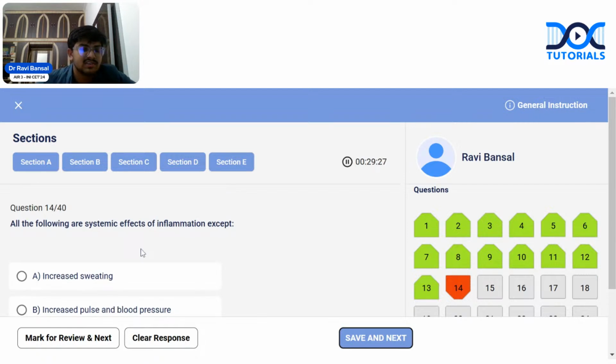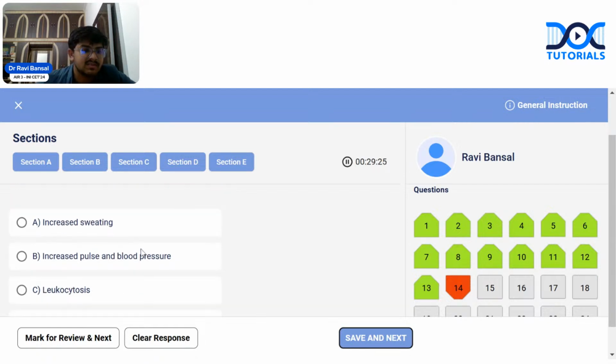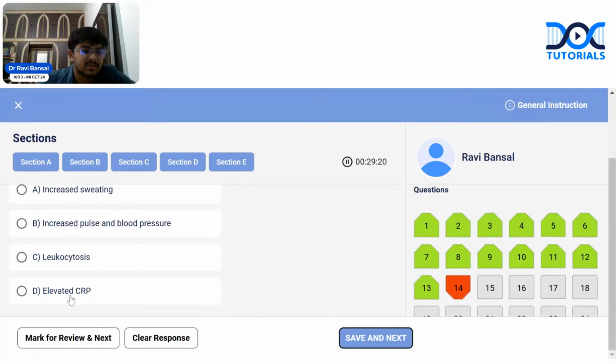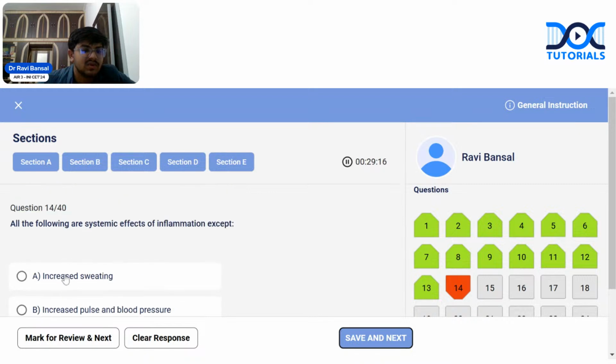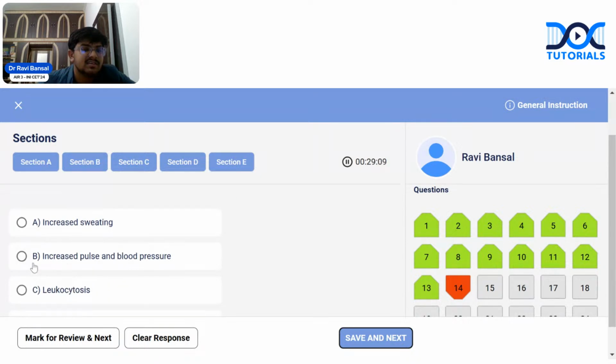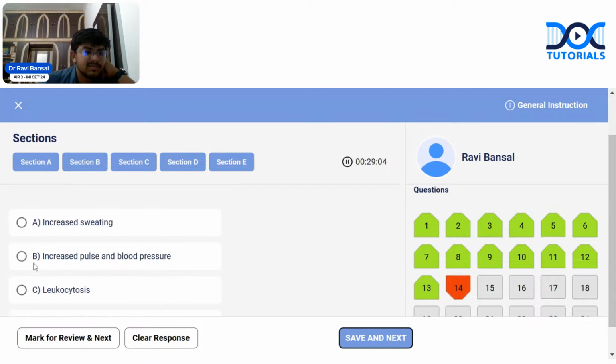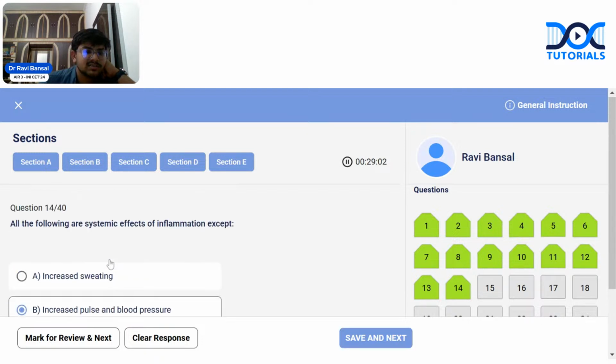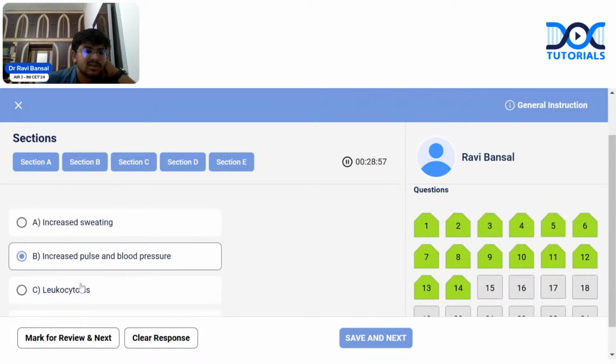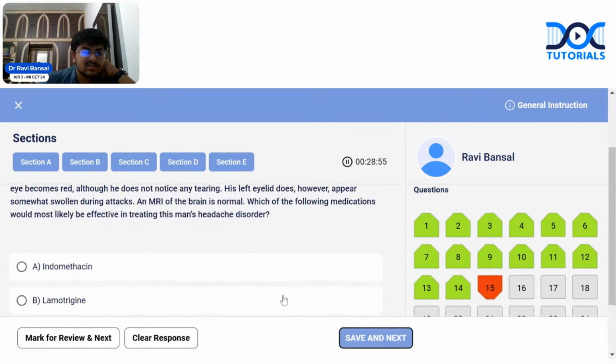All of the following are systemic effects of inflammation except: increased sweating, increased pulse and blood pressure, leukocytosis, raised CRP. Inflammation means CRP increases, WBC increases, increased sweating. There will be fever, and sweating in the phase of fever. There is increased pulse. Yes, pulse increases in inflammation, and blood pressure, so this doesn't seem right. There will be increased temperature of the body, so sweating will be increased. WBC and CRP will also increase.